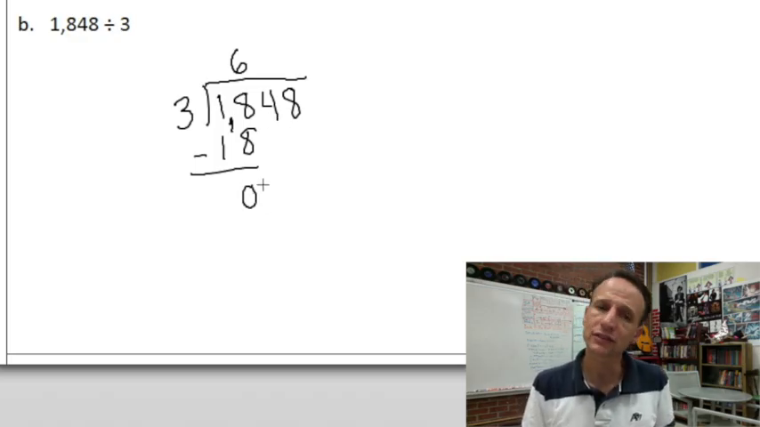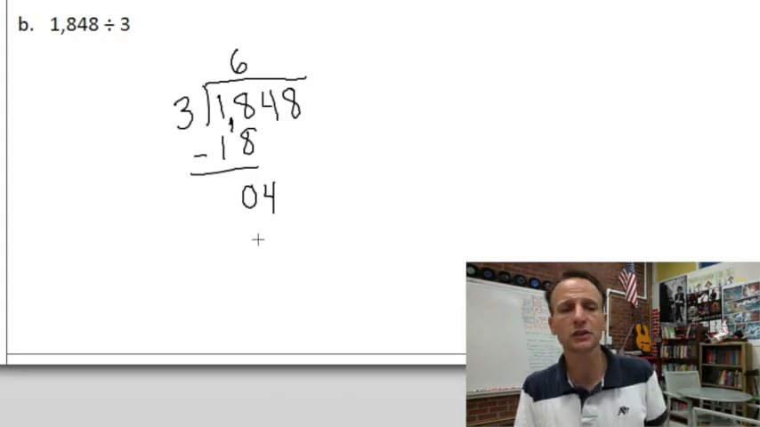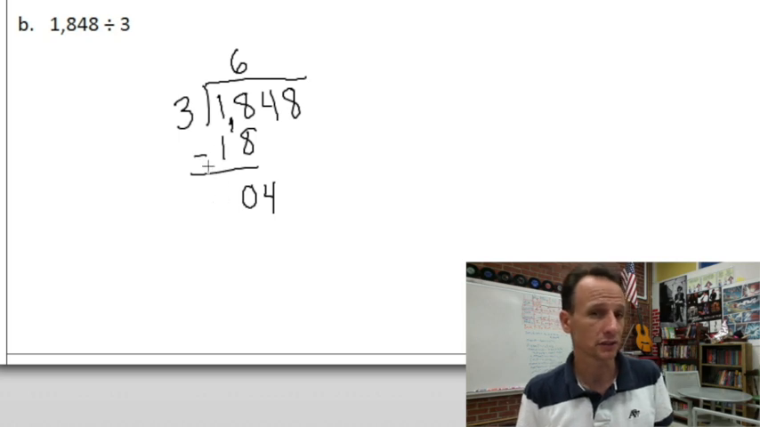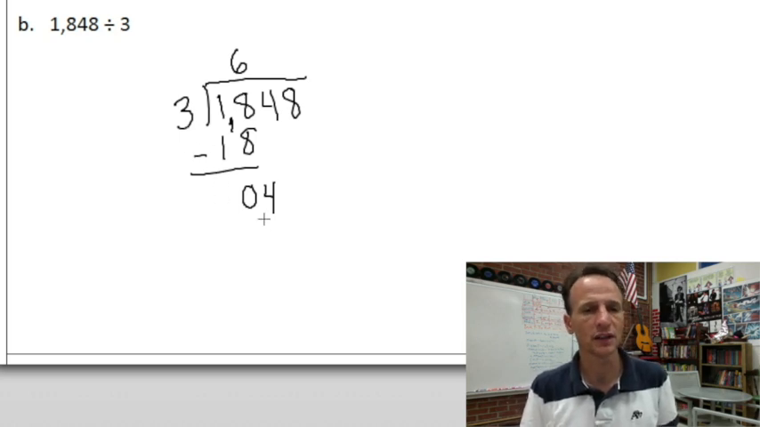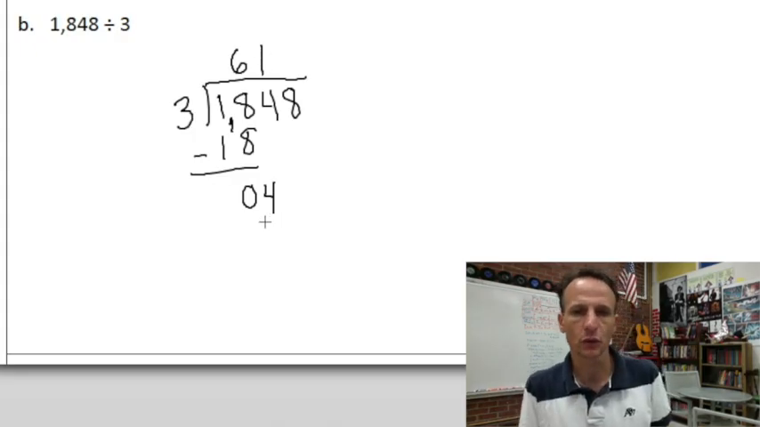but we still have tens, do we not? Yes, we have 4 tens. And even if there were 0 tens, we'd still have to work with it and divide, as we shall see in a future lesson. So how many 3s in 4? Well, there's 1, right? 1 3 in 4, because 1 times 3 is 3.